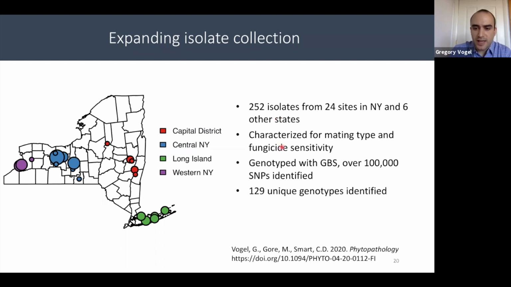So we genotyped these isolates with genotyping by sequencing, identifying over 100,000 SNPs. That's more than 1 every kilobase on average. And that genetic marker data revealed that these 250 isolates actually represented around 130 unique genotypes. That's because of the mixed reproduction, sexual and asexual reproduction. It turned out that about half these isolates were clones of other isolates from the same field site.